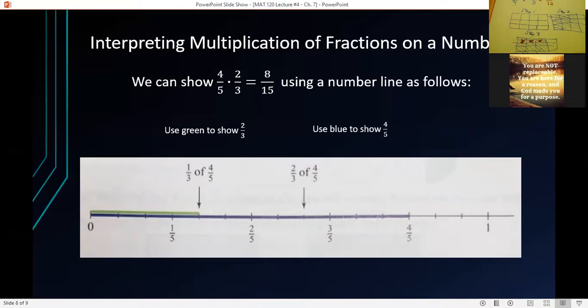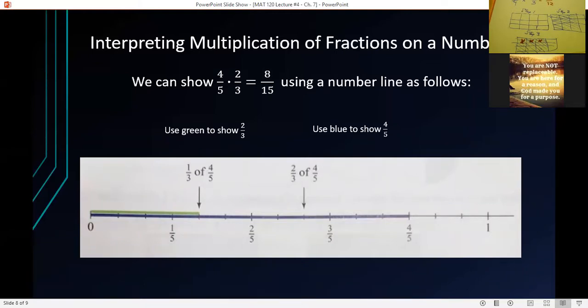So anyway, you would draw a blue line to represent 4/5, and you could see the blue line goes from 0 to 4/5. Then you would draw a green line to show 2/3. You can see we have 2/3 to show. So we have 1/3 of it, 2/3, and the whole. So what we do is we actually take the purple line itself and cut it into thirds.